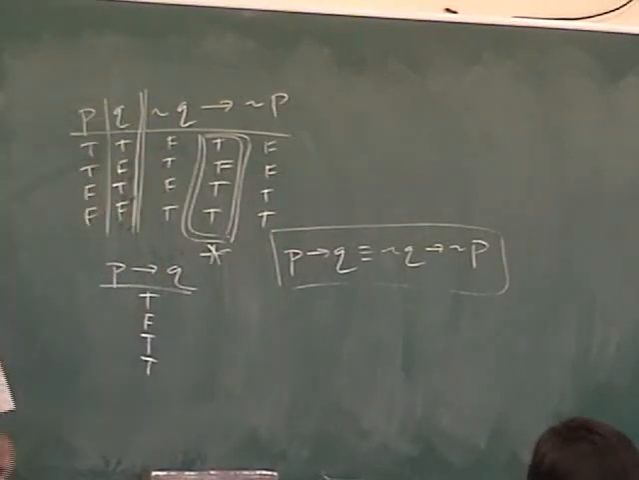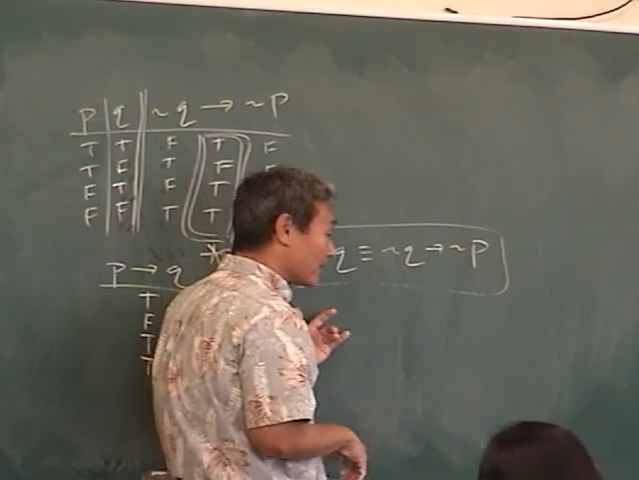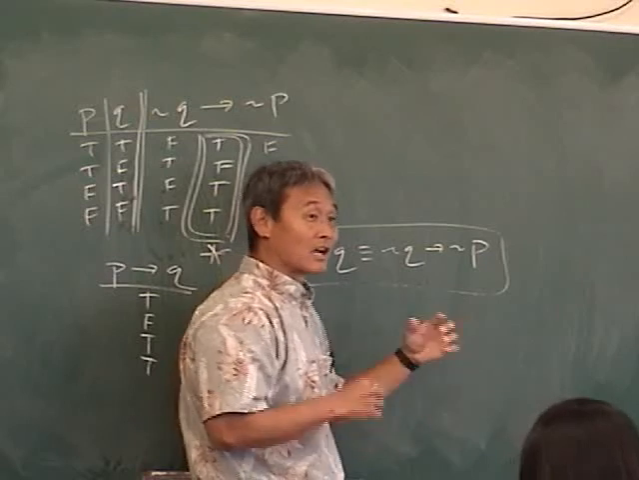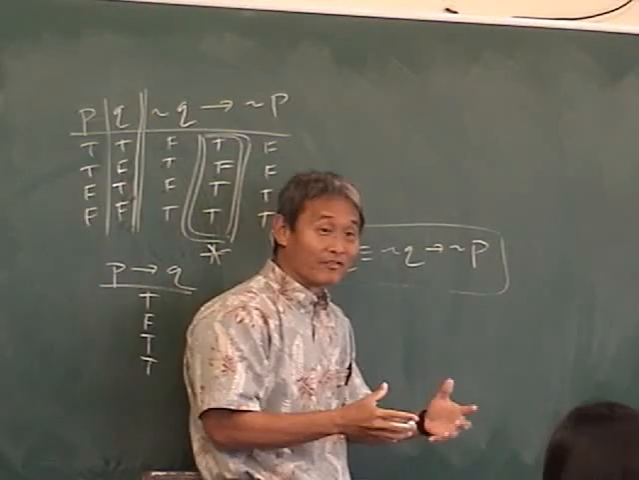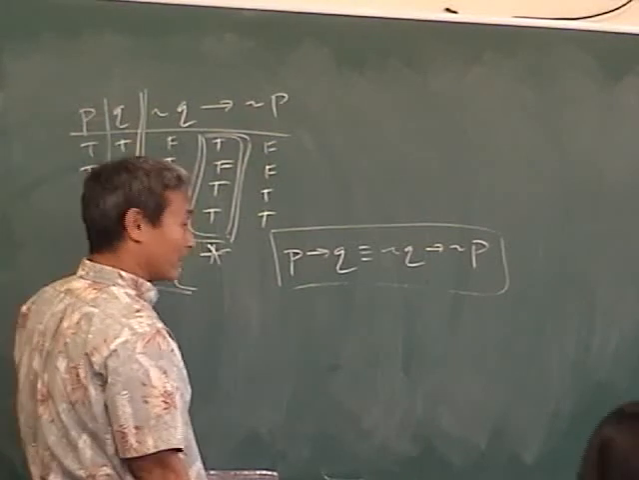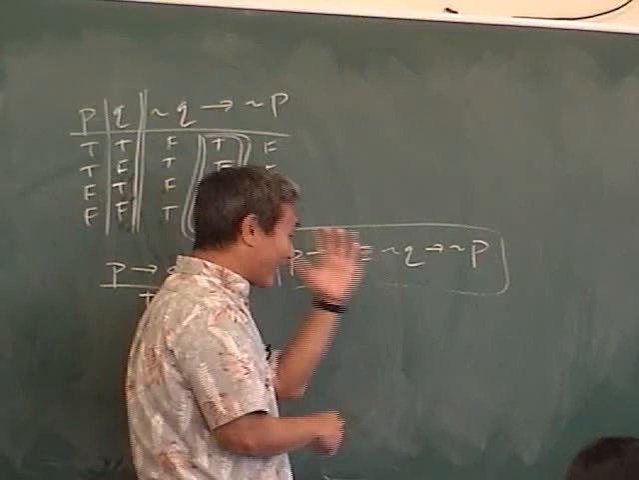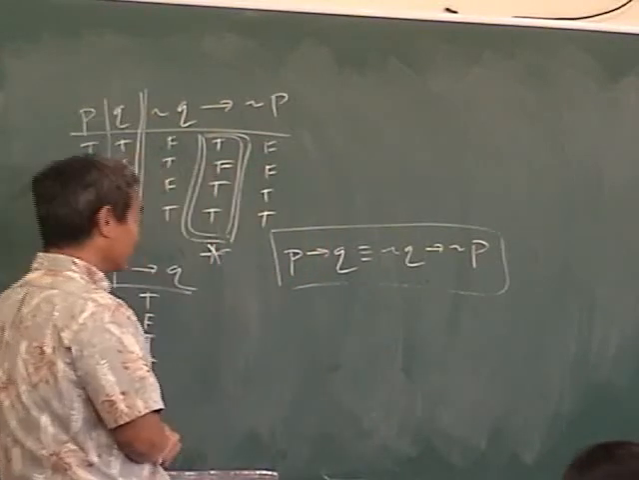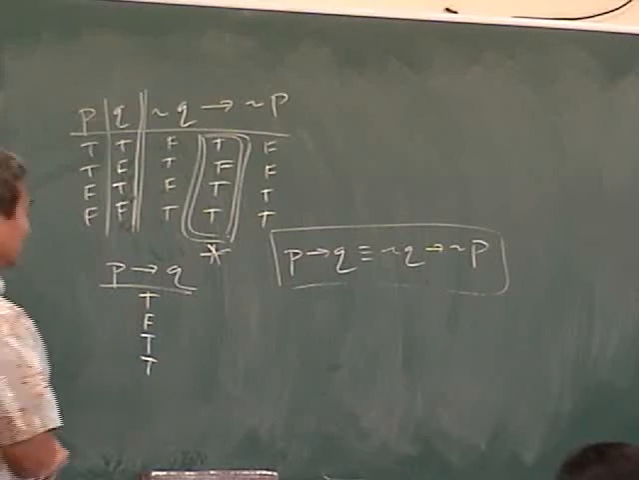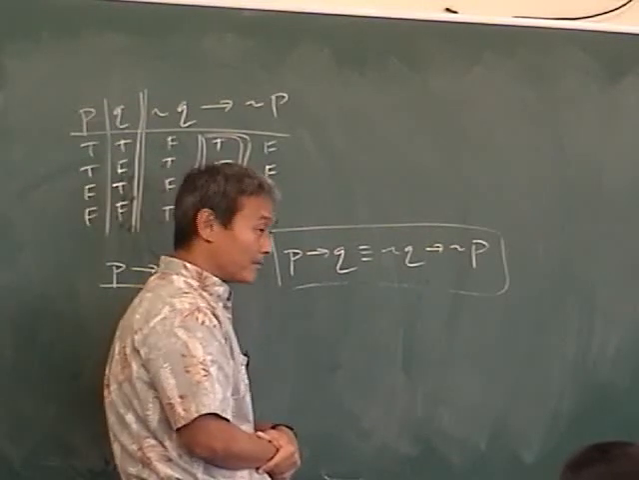In fact, if you look at your notes, it's in there. So what did we just learn? Any conditional statement is logically equivalent to its contrapositive. This is one of the most important things in this whole chapter. If you just have to pick the 10 most or 5 most important things, that's on the list right there. So any conditional statement is logically equivalent to its contrapositive. They mean the same thing.